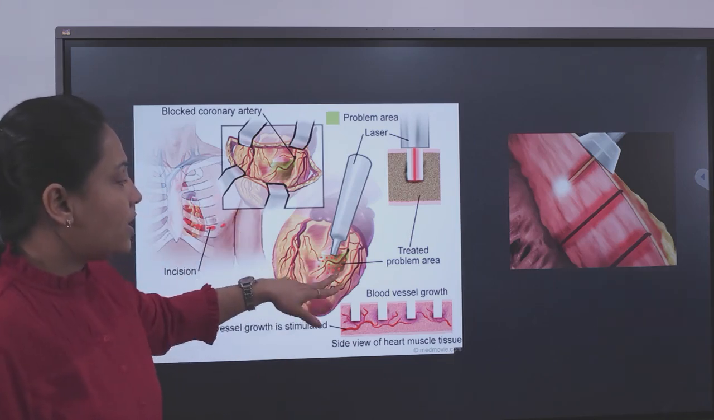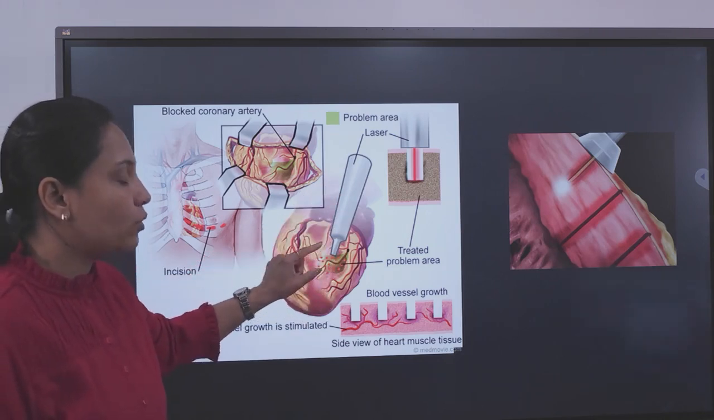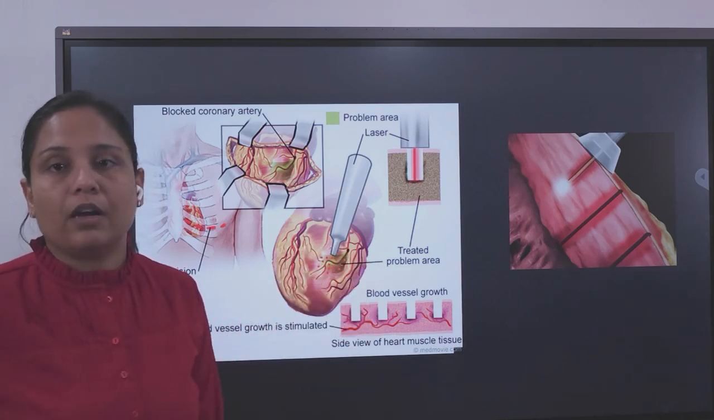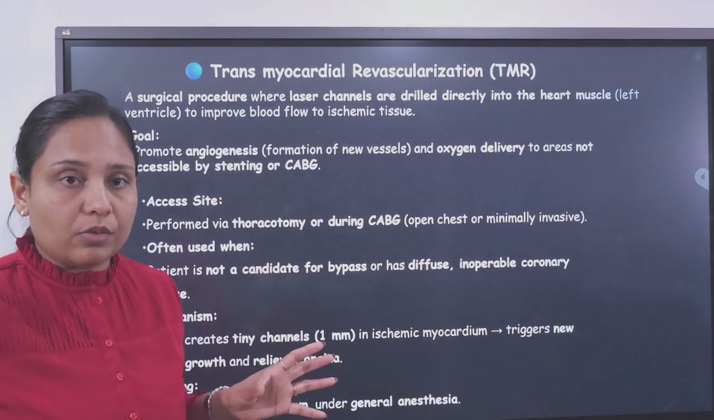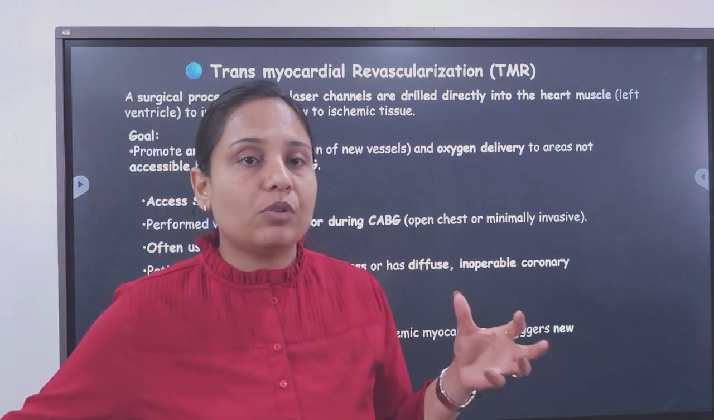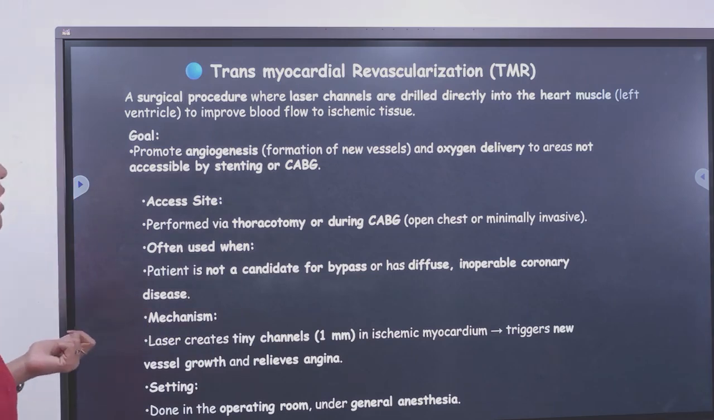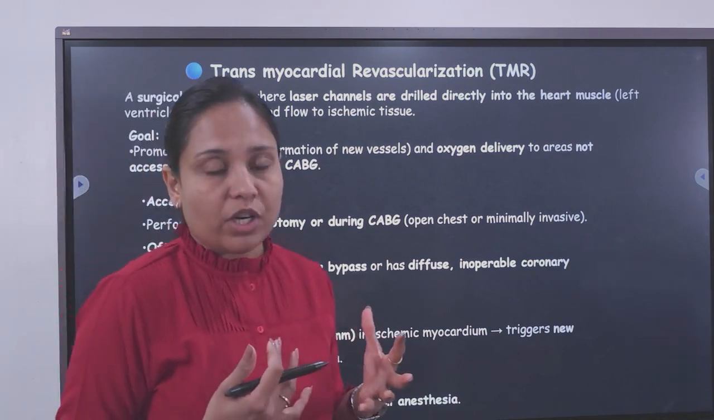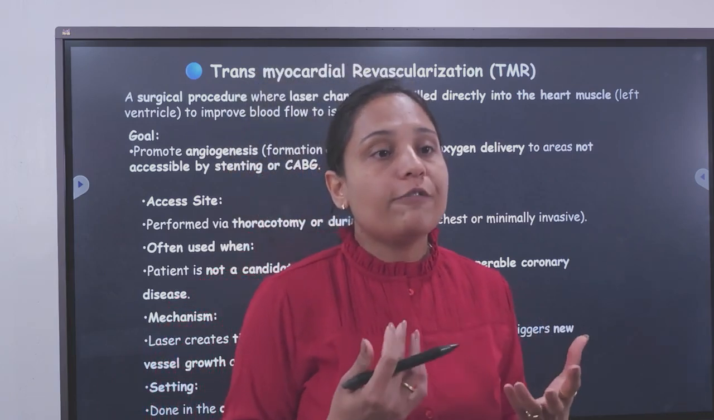And let's say there is a necrosed area here, so you are going to use this laser probe, you are going to create the small channels like holes, and then new blood vessels will grow, and that's going to improve the blood circulation to that particular muscle. Okay, so you are going to do the other procedure, but sometimes when there is a severe necrosis, you can also perform this procedure. So it's a surgical procedure where the laser channels are drilled directly into the heart muscles, and our goal is to promote angiogenesis. What is angiogenesis? It's the formation of new blood vessels.